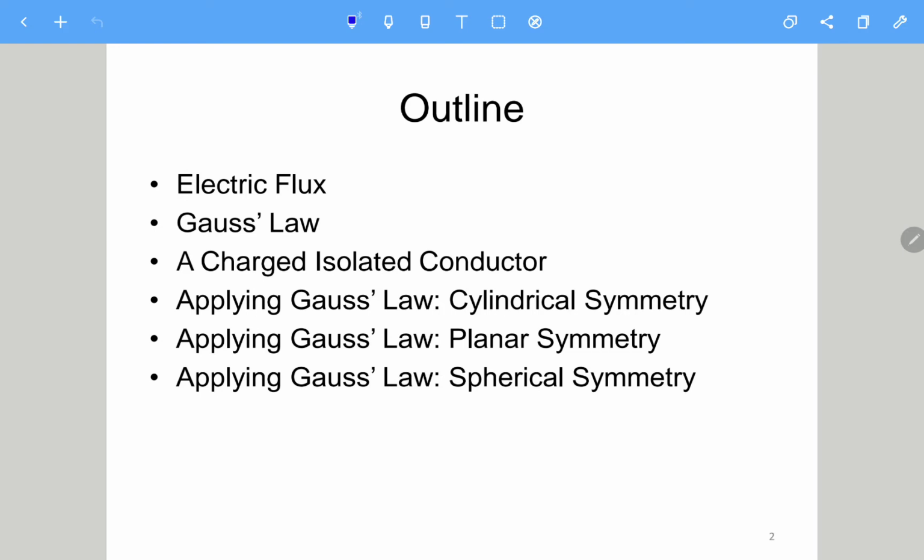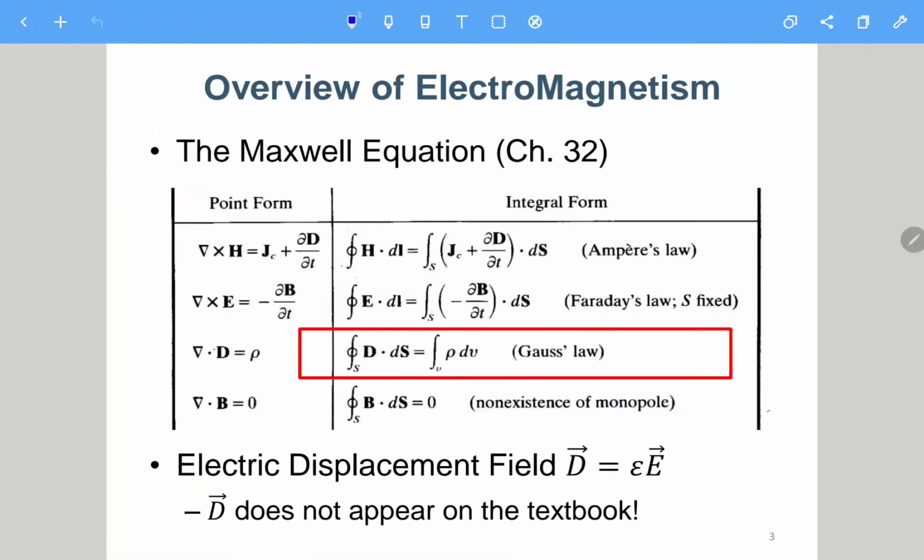Gauss's law is actually based on the surface integral. But if the structure is symmetric, we can apply Gauss's law and simplify the calculation. But we need to understand what the surface integral is to make full use of it to find the E field generated by a specific structure, like cylindrical symmetric, planar symmetric, or spherical symmetric. Okay, so this is the overview of the electromagnetic system, or the overview of this semester.